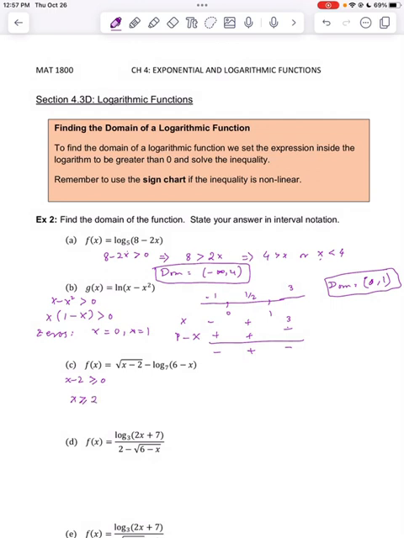So in this case it is a very simple one. Now for the logarithm one, take the quantity, set it greater than 0 and solve it.